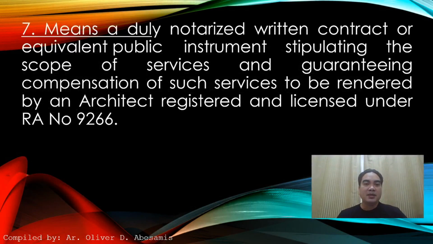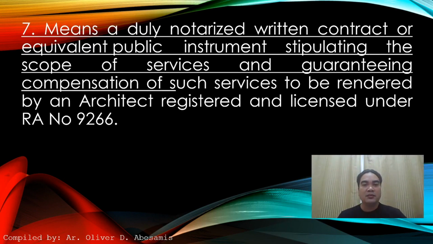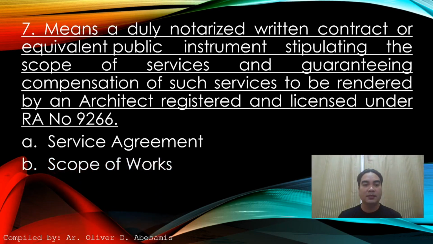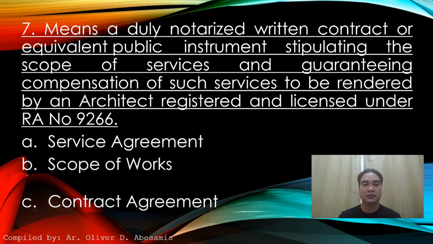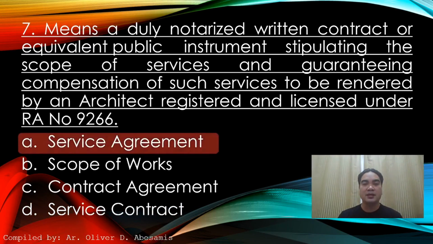Next. Means a duly notarized written contract or equivalent public instrument stipulating the scope of service and guaranteeing compensation of such services to be rendered by an architect registered and licensed under RA number 9266. A. Service agreement. B. Scope of work. C. Contract agreement. And D. Service contract. Answer? A. Service agreement.